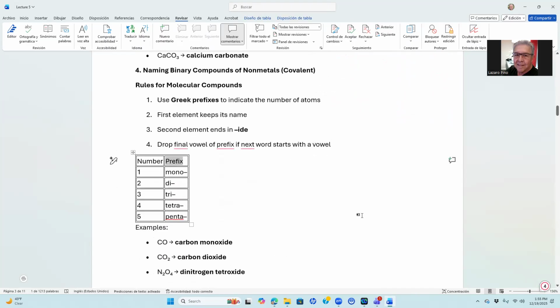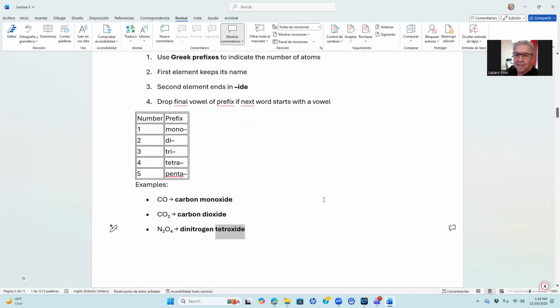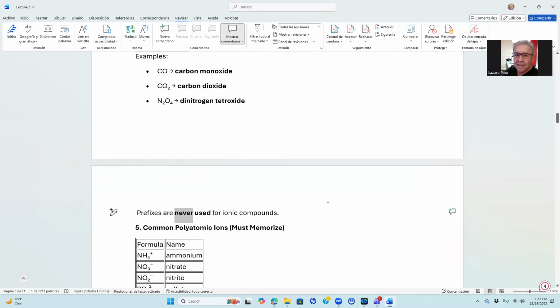Number, prefix. 1, mono. 2, di. 3, tri. 4, tetra. 5, penta. Examples. CO, carbon monoxide. CO2, carbon dioxide. N2O4, dinitrogen tetroxide. Prefixes are never used for ionic compounds.